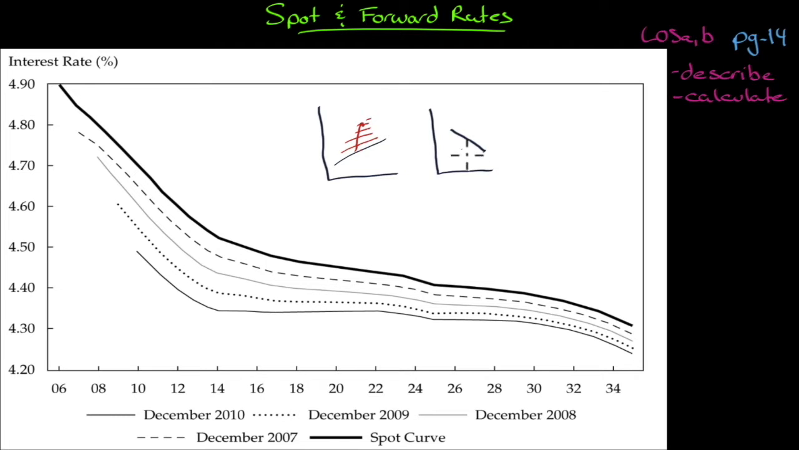And same with this one. If we have a downward sloping curve and the forward curve is plotted below it, and each successive one, as we go out further and further in time, is plotted below that, aren't we saying that if we have a downward sloping yield curve, the market is saying that rates are just going to continue to fall and fall and fall forever?